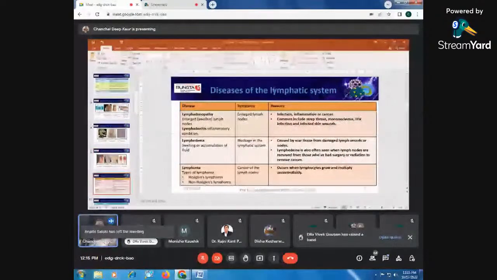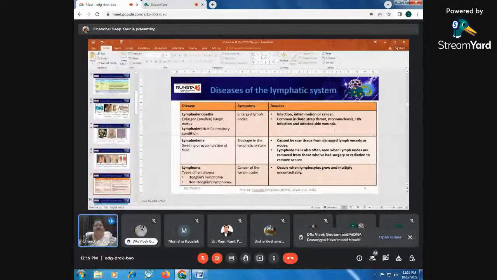Here you see the first one is lymphadenopathy. Adenopathy means the lymph nodes are enlarged. And lymphadenitis means inflammation. It is a type of inflammatory condition. Why can these occur? It could be because of infection, inflammation or cancer. Infection could be any viral, bacterial or fungal infection. Then it includes strep throat, mononucleosis, HIV infection and infected skin wounds. These are the reasons which can cause lymphadenopathy or lymphadenitis.